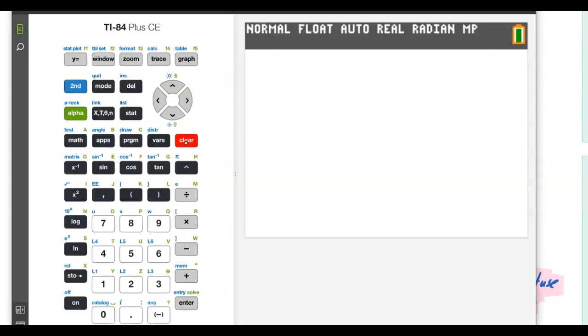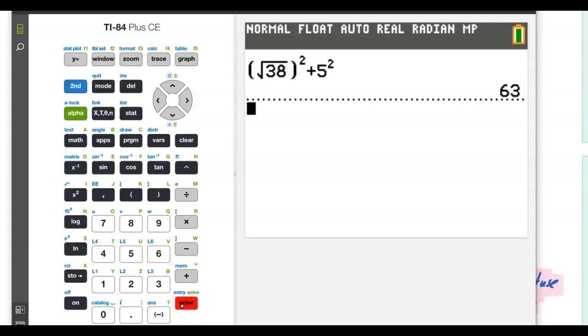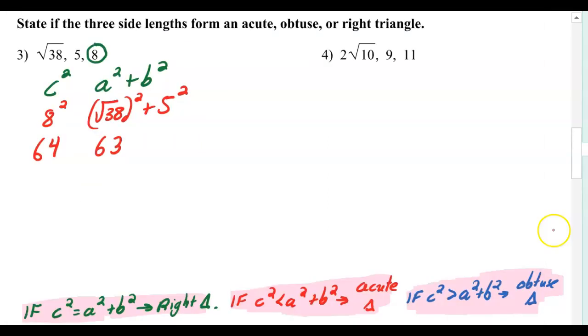If I have the TI calculator, I'll put parentheses, square root 38, use the arrow key to get out of the radical, parentheses squared, plus 5 squared. Doing that, you'll see I get 63. So we know that 64 is greater than 63. So using what we learned, this is an obtuse triangle because 64 is greater than 63.